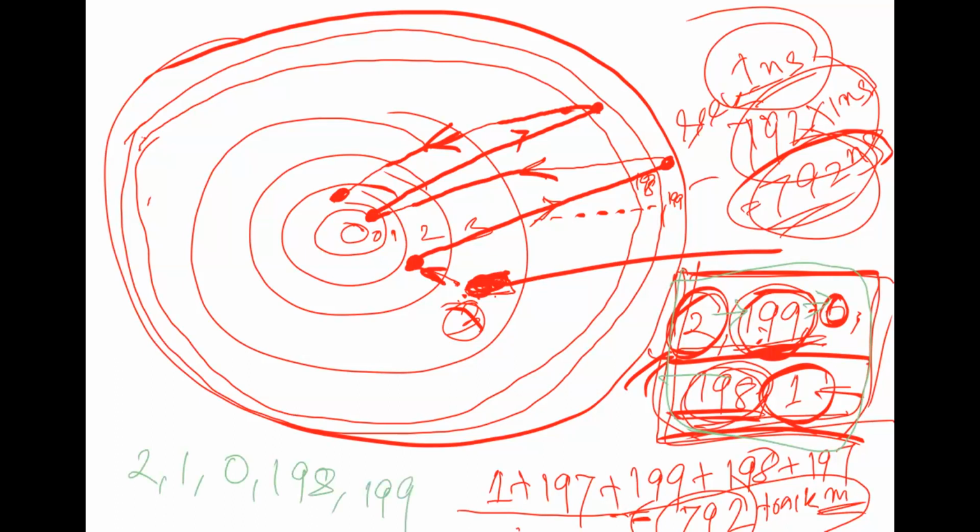Let's say this is 1. How many requests? At first you will read this 2, and then you will read this data from 1, then from 0, then from 198, then from 199. Okay, just you receive this.